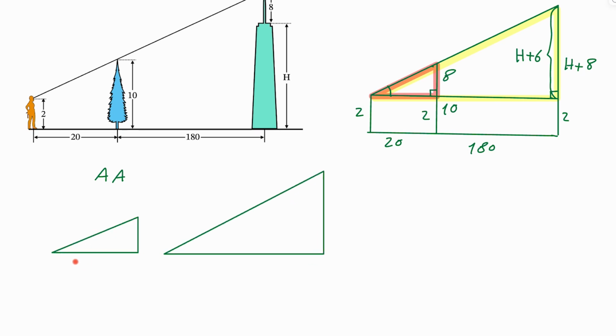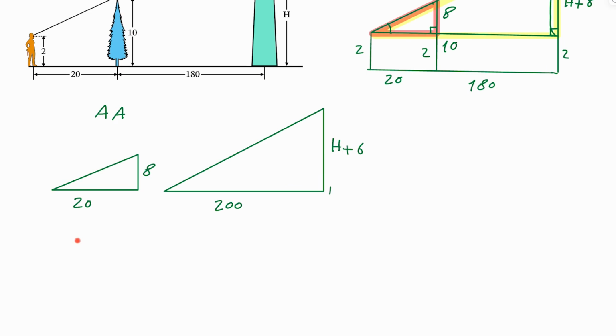This side is 20, this side is 8, this side is the sum of 20 and 180, which is 200, and this side is h plus 6. Since these two triangles are similar, their corresponding sides are proportional. So this side corresponds to this side and this side corresponds to this side.